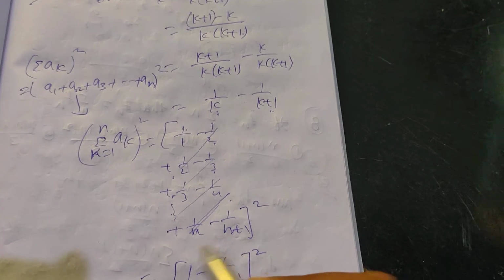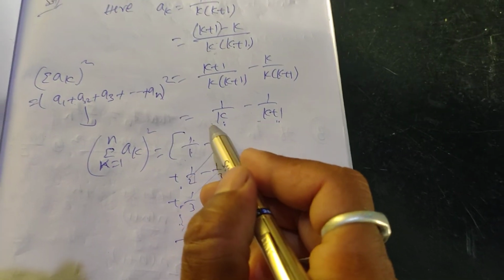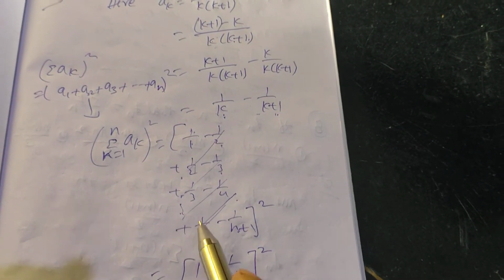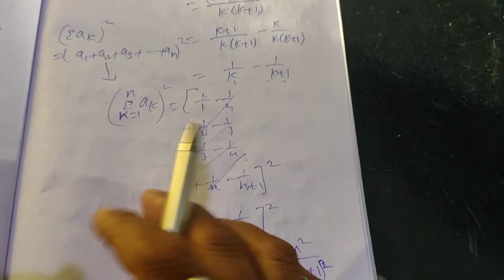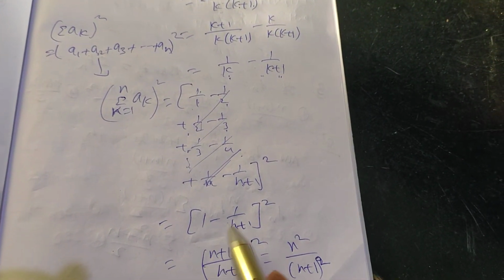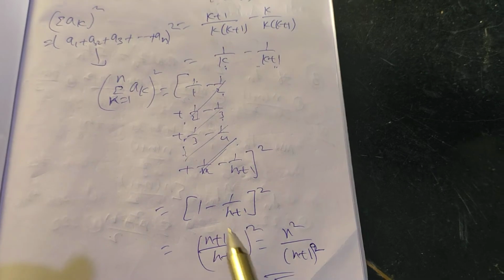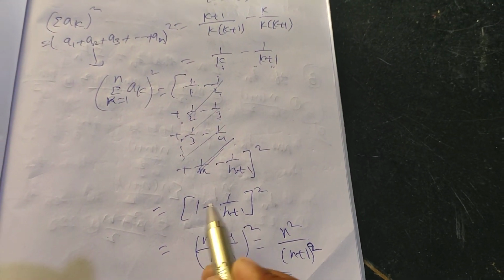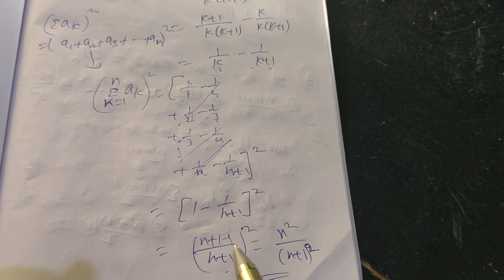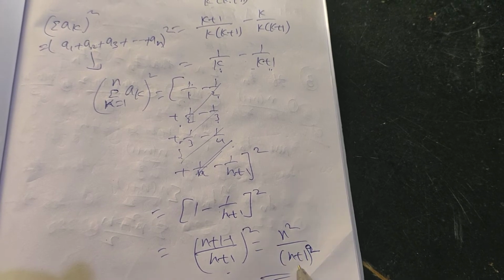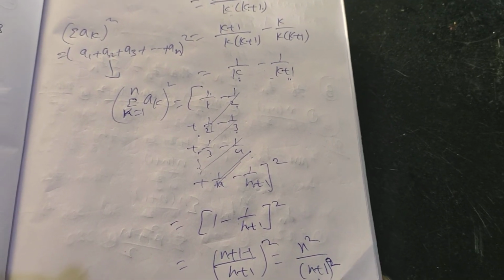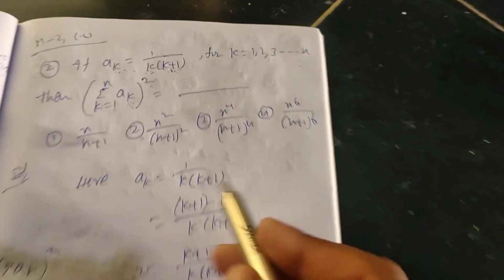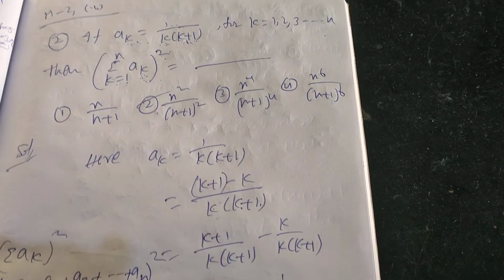For 1 by 1 there is no preceding number. So after cancellation, the remaining terms will be 1 by 1, that is 1 minus 1 by n plus 1, whole square. If we take LCM, n plus 1 minus 1 by n plus 1, whole square. So 1 gets cancelled, that is n square by n plus 1 whole square. So this is the answer for this question: n square by n plus 1 whole square.